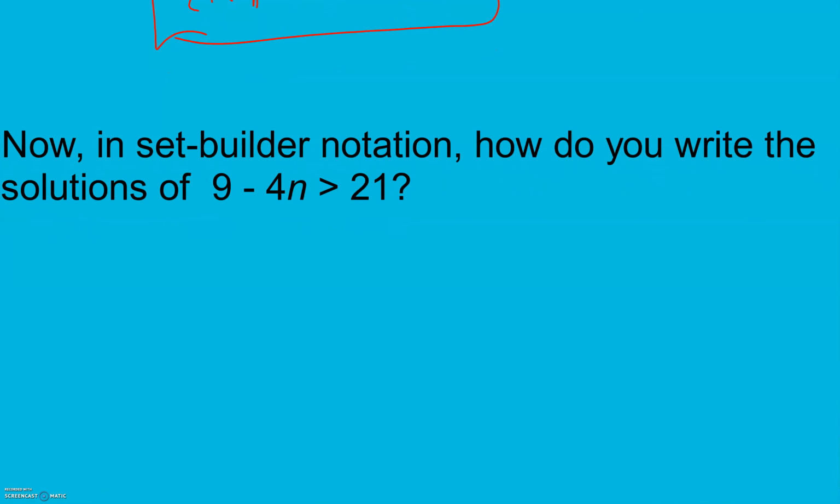Now feel free to pause here and give this a try if you'd like. First thing I'm going to do again is to solve for my variable. We're going to write our solutions in set builder notation. So the first thing I do is get rid of a +9 by subtracting, because 9 minus 9 is how I get to 0. Don't forget to take your sign with your number.